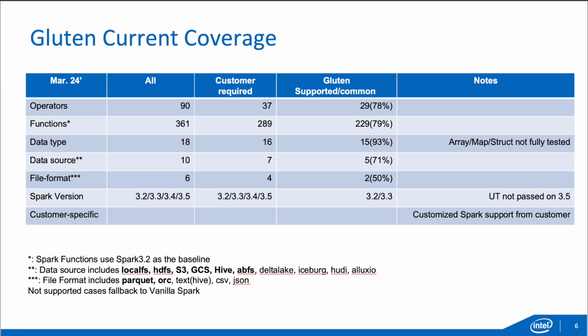And for the Spark version, currently we support Spark 2 to Spark 3.5. The 3.5 just passed the TPC-H and the TPC-DS. The UT is not passed yet. And also there are many customer-specific optimizations that we are adding. So that's the status so far.